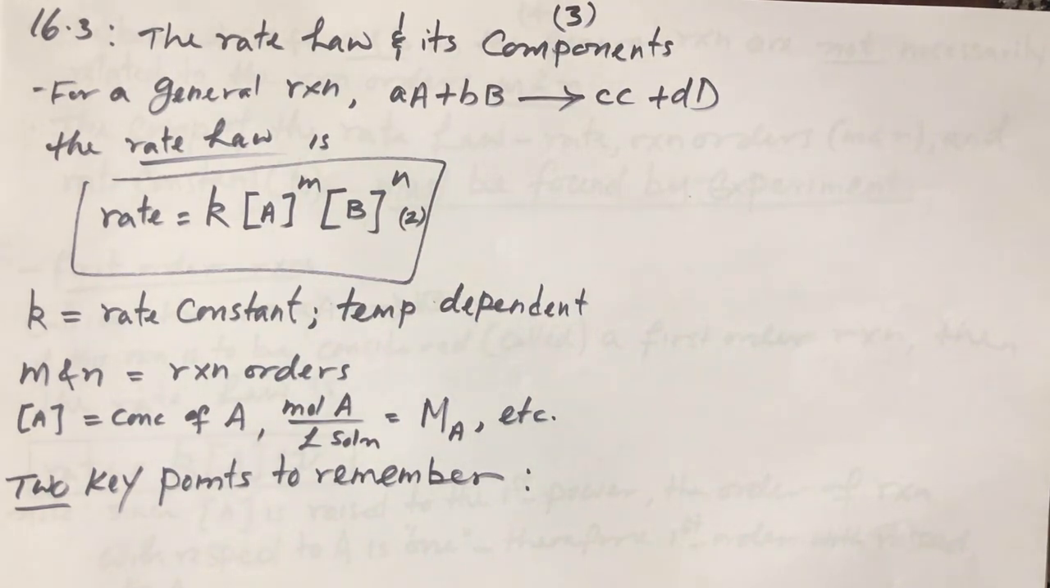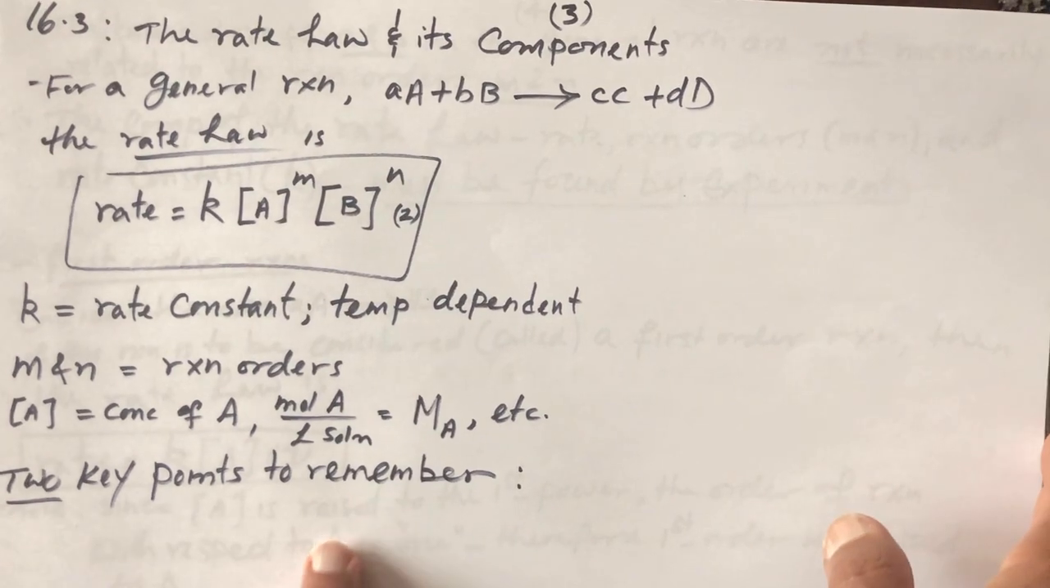So the K refers to the rate constant, which is always temperature dependent. M and N are called reaction orders. As a matter of fact, M is called the reaction order with respect to A, and N is called the reaction order with respect to B. And of course, we already mentioned that A enclosed in the square bracket stands for the concentration of A in units of molarity.